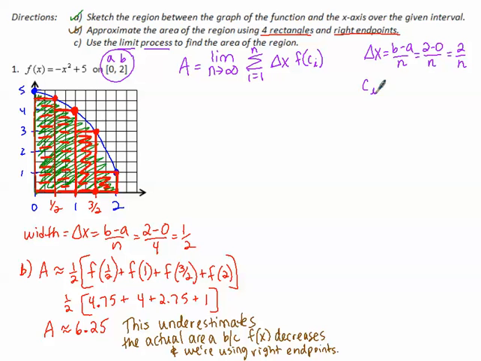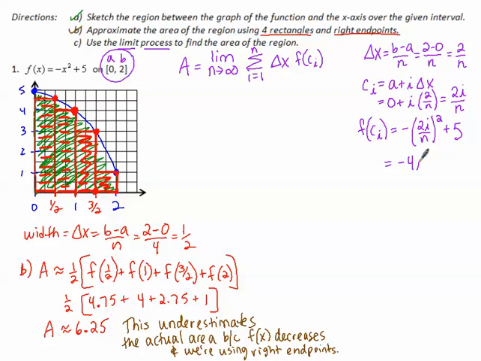Then our c sub i, the x value that we plug into our function to find the height, is a plus i times delta x. The a is the starting value from the interval, that's 0, plus i times our delta x value, which is 2 over n. Simplify this because we can: 2i over n is our c sub i. Now we're going to plug this into our function to get the height, width times height for area. So if the function is negative x squared plus 5, this is going to be negative of 2i over n squared plus 5. We want to simplify this. So simplifying this, we get negative 4i squared over n squared plus 5.